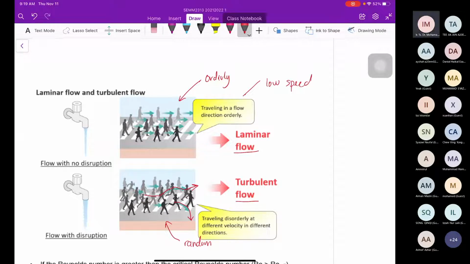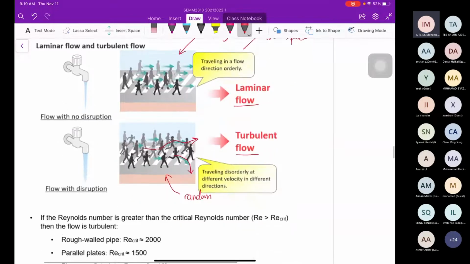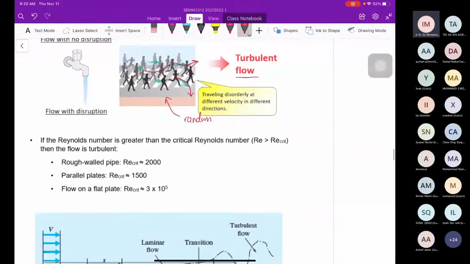Okay, class, sorry for the delay. Let's proceed. Laminar and turbulent you can see directly with your eyes. However, to differentiate them, we need to have the value. When the value is more than 2000, it is considered turbulent. This 2000 refers to the critical Reynolds number, Re_crit. The value is around 2000.